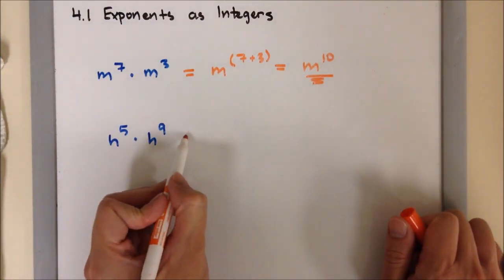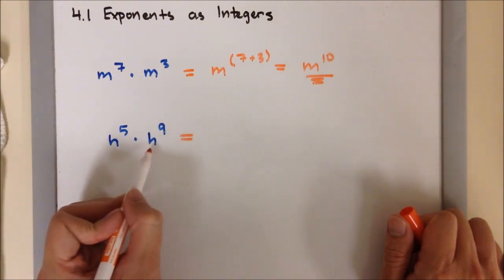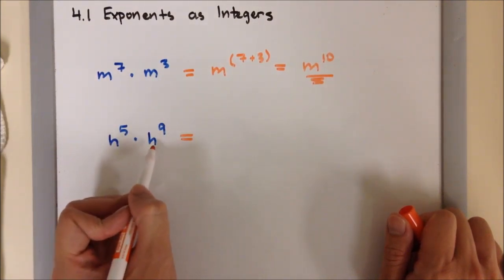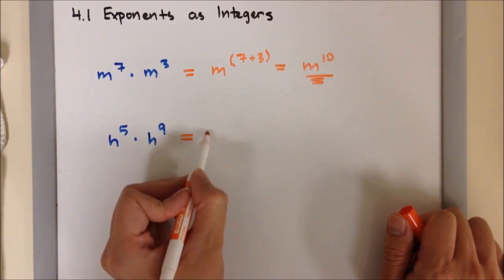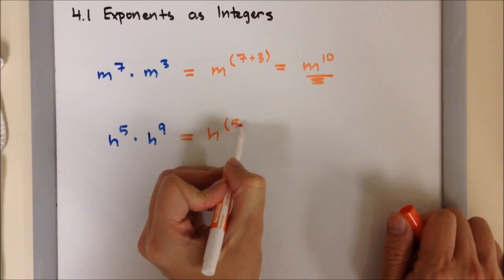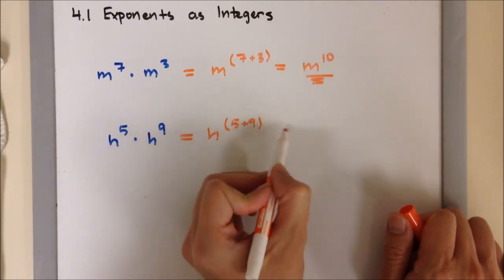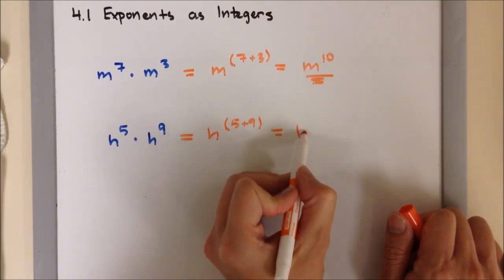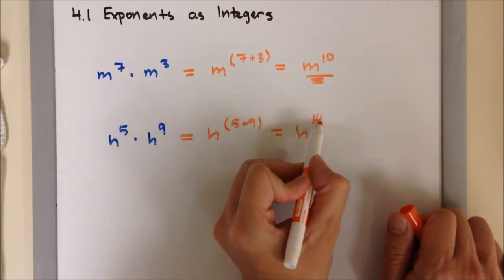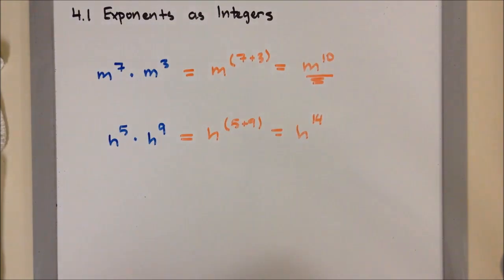So same thing over here. It's the same base, h to the 5th power times h to the 9th power. I'm going to write my h once. I'm going to add my exponents, 5 plus 9. So it's going to be h, 5 plus 9, that's 14. So h to the 14th power. So that's all you have to do.